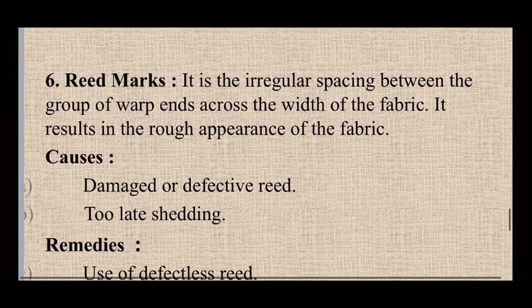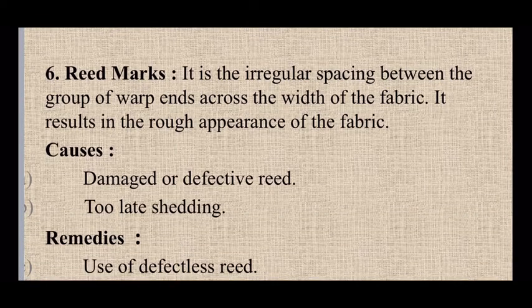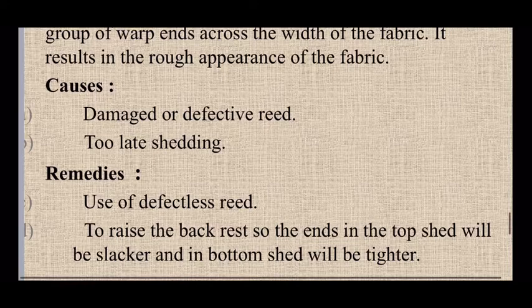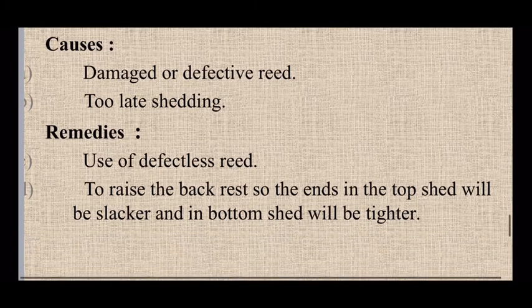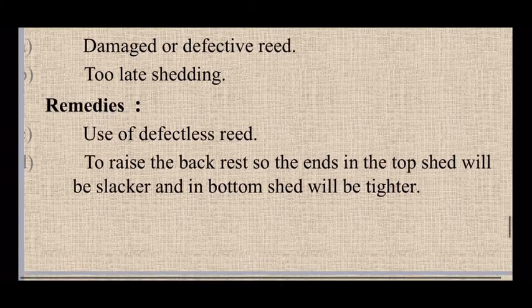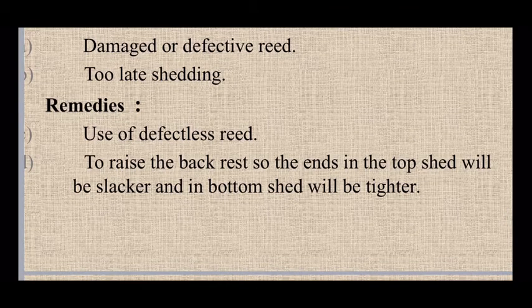The next defect is known as reed marks. It is the irregular spacing between the grooves of warp ends across the width of the fabric. It results in a rough appearance of the fabric. Causes are damaged or defective reed and too late shedding. So here the remedy will be use of a defectless reed, meaning the wires of the reed should not be bent or damaged at any point, and to raise the back rest so the ends in the top shed will be slacker and in the bottom shed will be tighter.